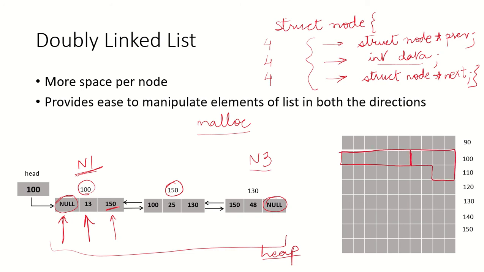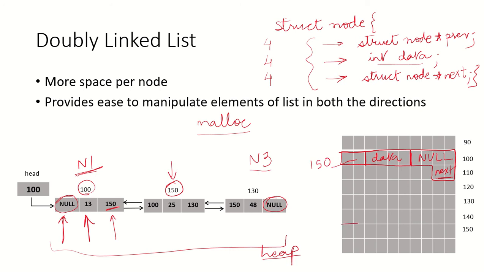The first 4 bytes will contain the pointer to the previous node, which in this case is null, and so the binary value of all of these would be put in. The next 4 bytes will have the data and the next 4 bytes will have the pointer to the next node. So this would contain the binary for 150 since the next node is at address 150.